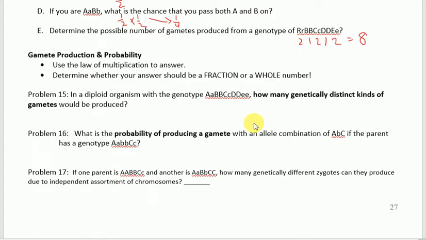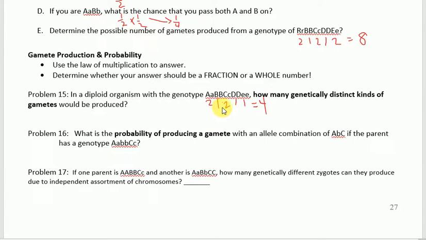So, gamete production and probability. We're going to use the law of multiplication to answer these and determine, first of all, whether or not we should have a fraction or a whole number. The first question: in a diploid organism with this genotype, how many genetically distinct kinds of gametes would be produced? Again, we would do the same thing. We have 2 letters here. We have 1, we have 2, we have 1, we have 1. So our answer is going to be 4.